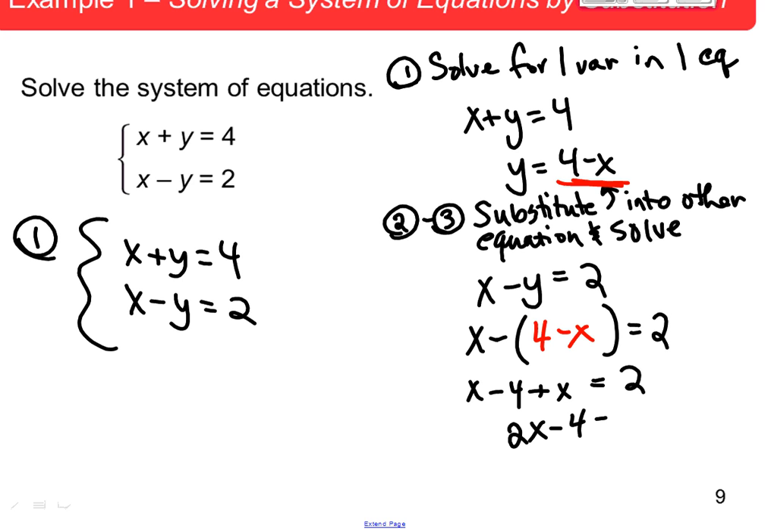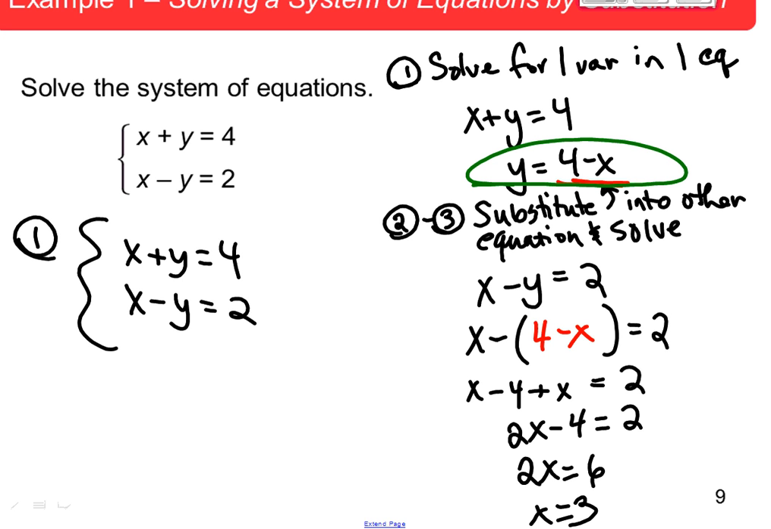2x minus 4 equals 2. 2x equals 6. X equals 3 for that. So steps 2 and 3 were to do that substitution and then find one of the variables. Then when you substitute in to find the other answer, really when you're using substitution, it might be the easiest to use that one, y equals 4 minus x, but truly you can use any of these just to let you know as you go.